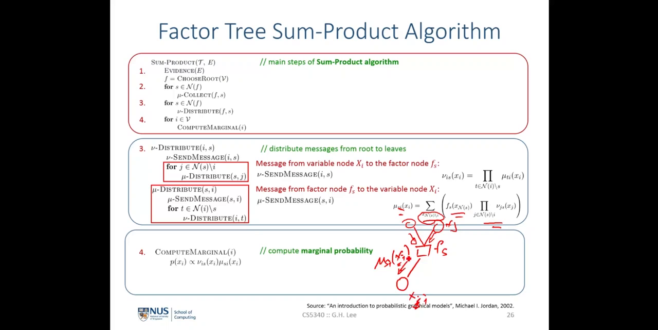And what we are interested in this message over here would be the one that is only containing xi. Hence we need to marginalize away all the other random variables that are connected to fs except for xi itself. And once we are done with this downward distribution, we have computed all the messages in the factor tree, and we can make use of all these messages to compute the marginal probability of any random variable in the factor graph.